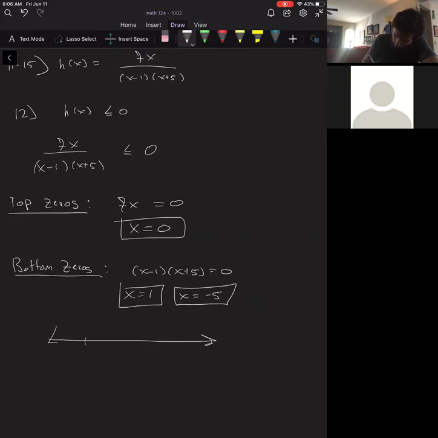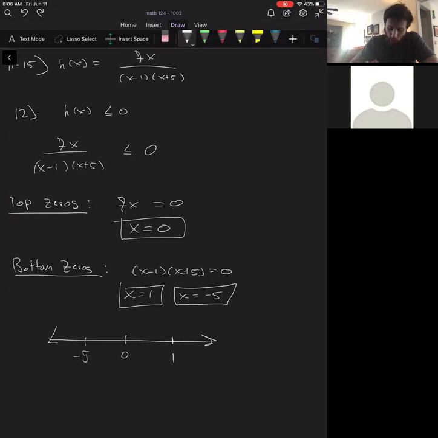So we have minus 5, 0, and then 1. And the only ticks we want to put on the number line are the ticks from the zeros. So we got x equals 0, x equals 1, and then x equals 5. Those are the only numbers we want to put on the number line. And now we have to worry about open circles and closed circles on each of these points.